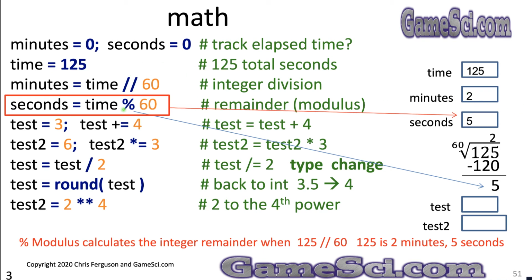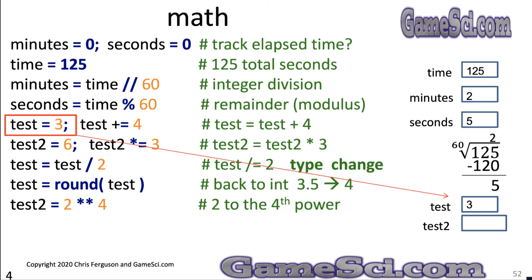The modulus operator says, give me the remainder that's left over. Integer division gives us this answer, and the modulus gives us that answer. Turns out 125 seconds represents 2 minutes and 5 seconds. Pretty easy math, I think.